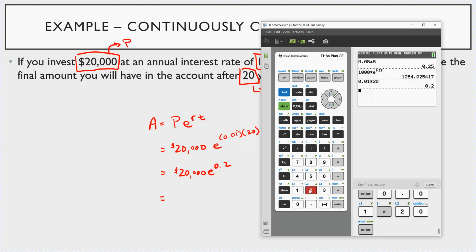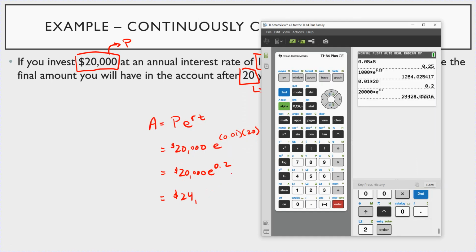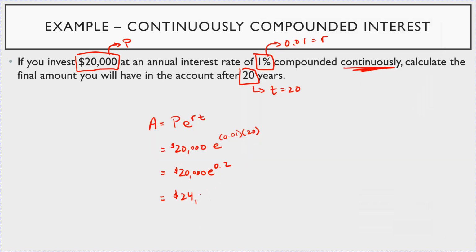So you're going to go $20,000 times e raised to the 0.2. Okay, you don't have that much more, and this is just because of a really, really low interest rate here. So you'd have $24,428.06. So you'd have made $4,428.06.